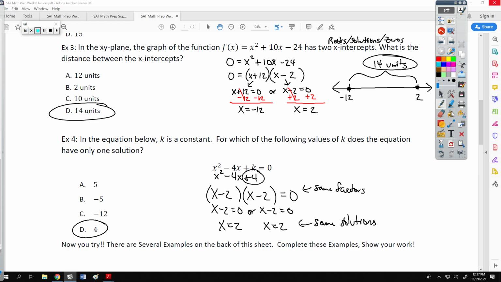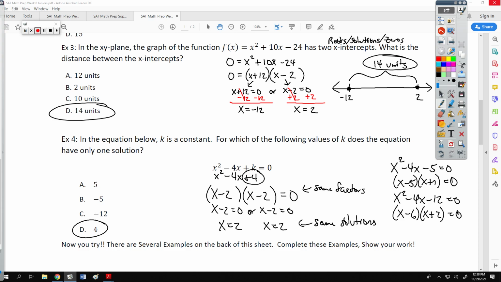Now if you plug in these other numbers, yes, these do factor. Well, in most cases anyway. X squared minus 4x plus 5 doesn't factor, but minus 5 does. That would be x minus 5, x plus 1. Well, that's two different solutions. So that's not the right answer. If we had x squared minus 4x minus 12 equals 0, that does factor. But again, those are not the same factors, so that would have two solutions.